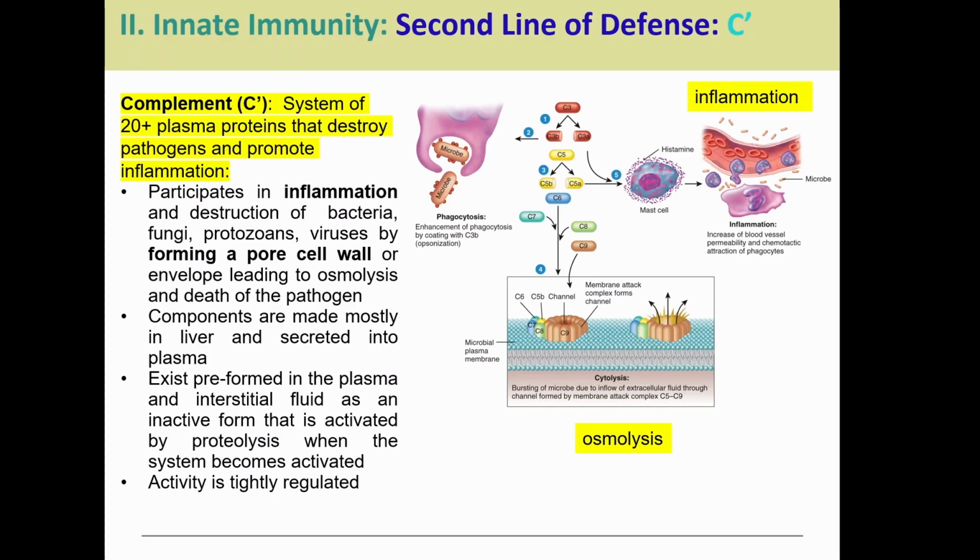They are preformed in the plasma in the interstitial fluid in an inactive form, and then proteolysis will activate them, right, when the system's activated. So basically they're hanging out in this off state, right? They're turned off. And then once they're activated, they're turned on, and they're going to go and form these complexes, right, to punch holes into something like a bacterial cell.